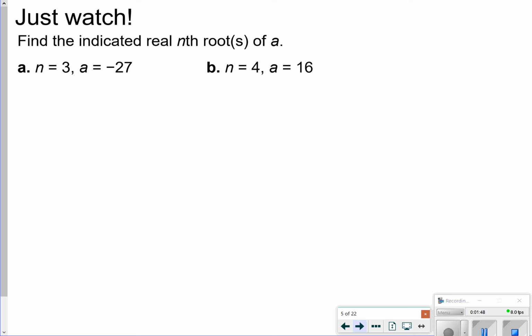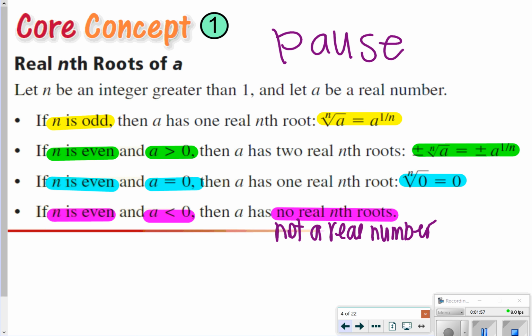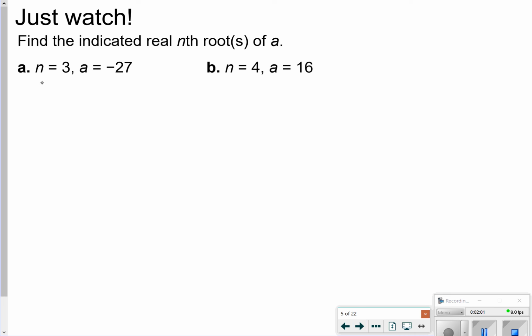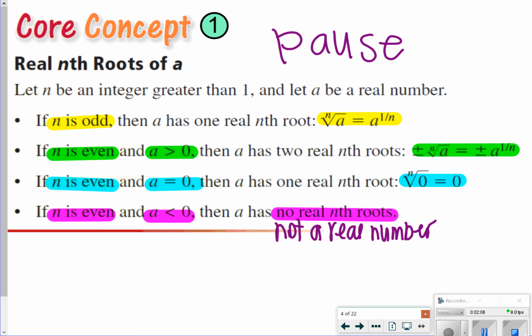All right, so what we're going to do first is it says find the indicated real nth roots of a. So like we did before, I'm just going to be referring to this chart. In this first one, n is equal to 3, so n is odd, which would only constitute that very first section, this yellow. If n is odd, then a has one real nth root.